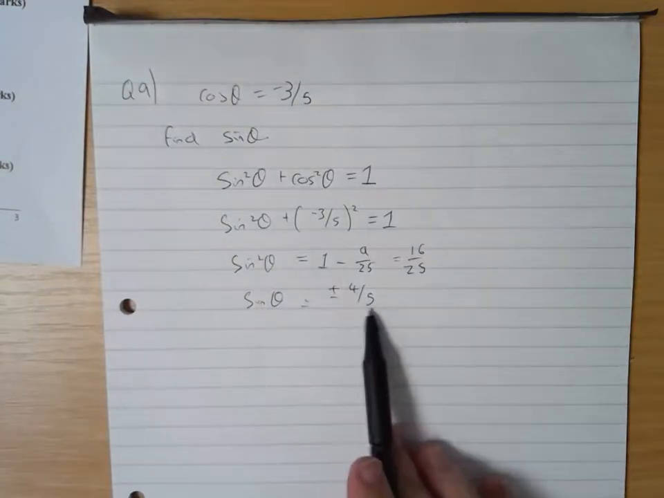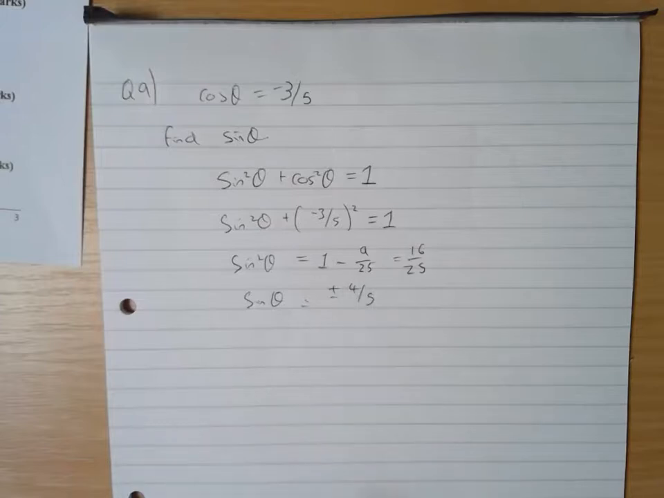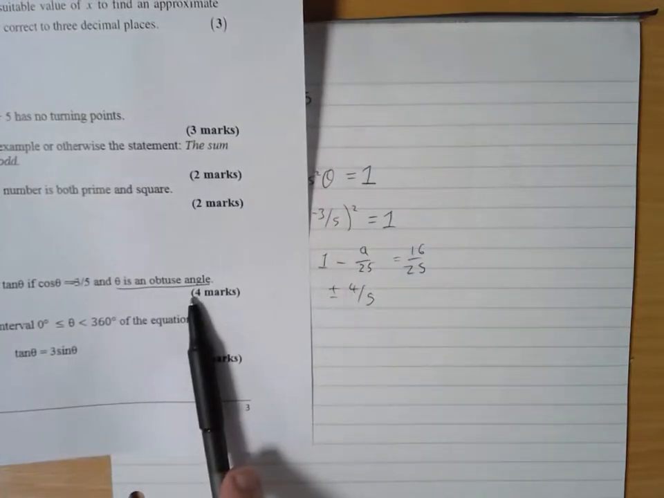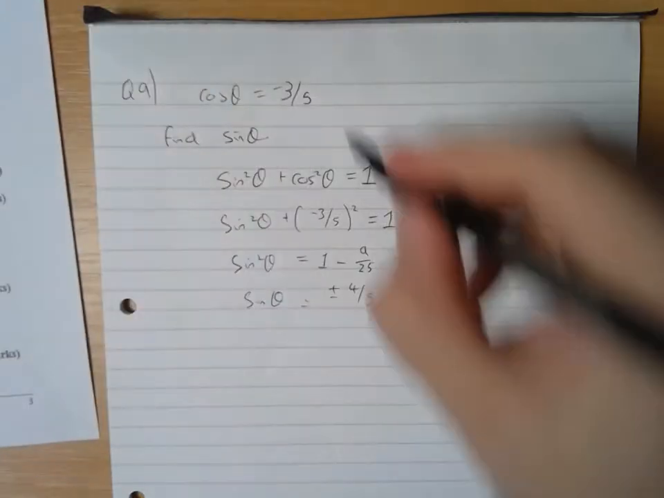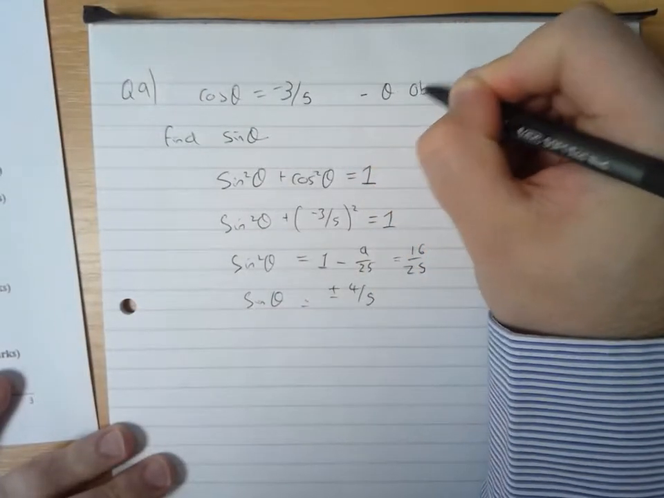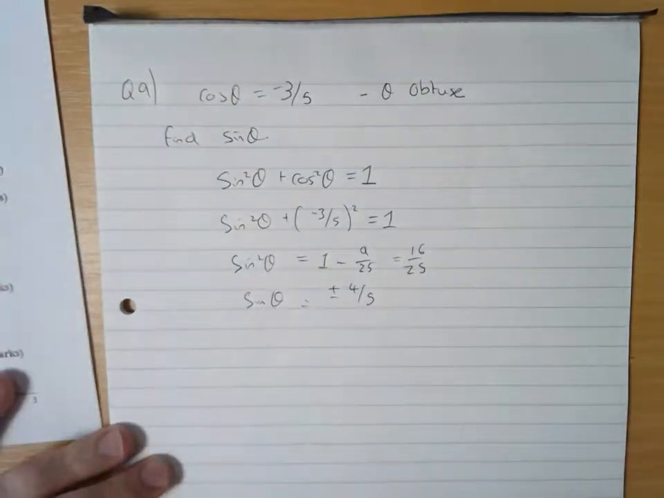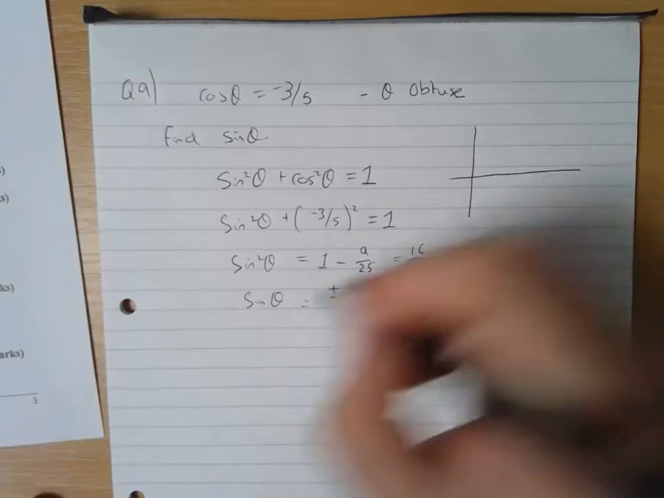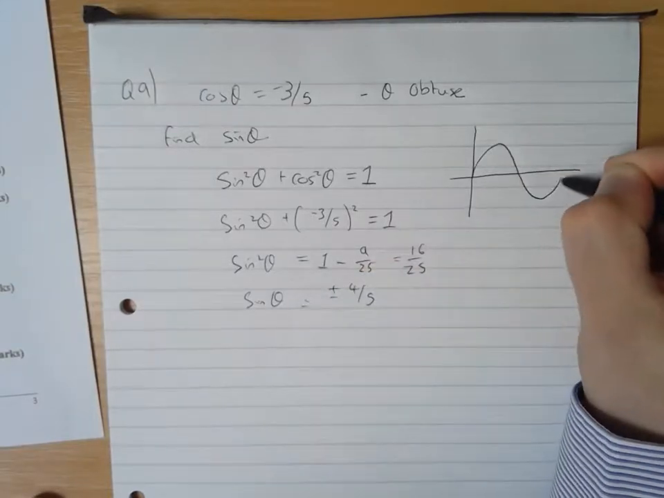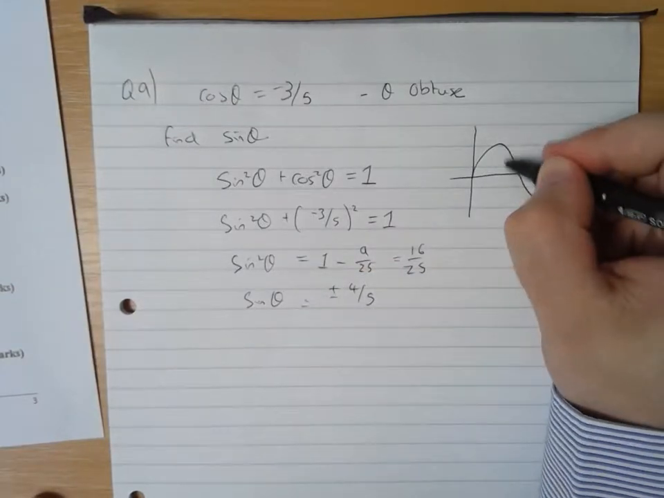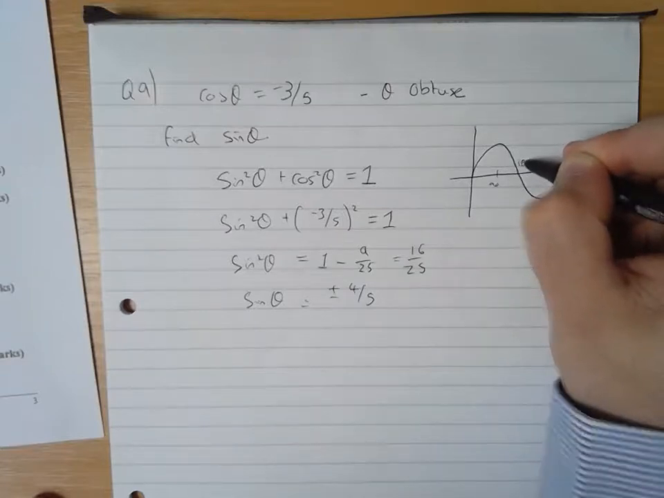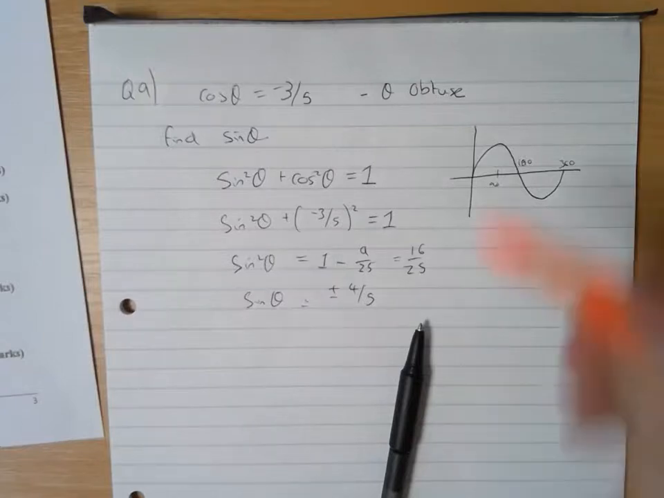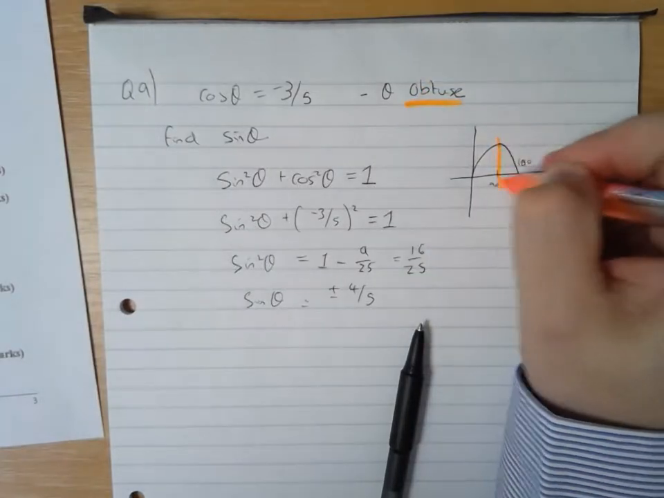Plus or minus means we have two different possible answers, but only one of them is correct. What we need to do now is refer back to this, which tells us that theta is an obtuse angle. If you miss this in the question, you're really going to struggle. So if we draw ourselves a sine wave, 90, 180, 360. If I put on my obtuse angles, that's this lot in here.